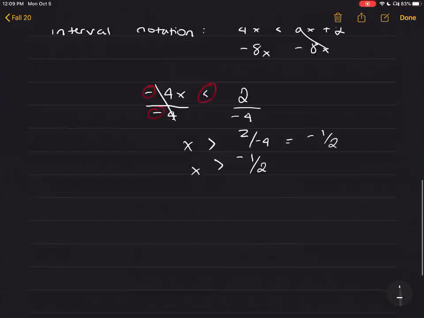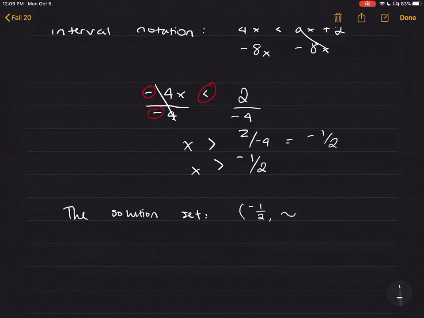Cool, and so in interval notation, what this looks like is the solution set is all things strictly greater than negative 1/2. So this would look like this. Cool.